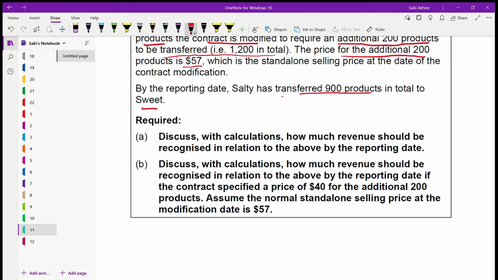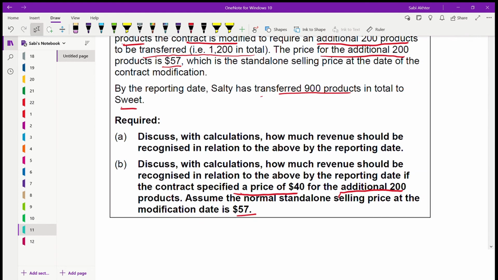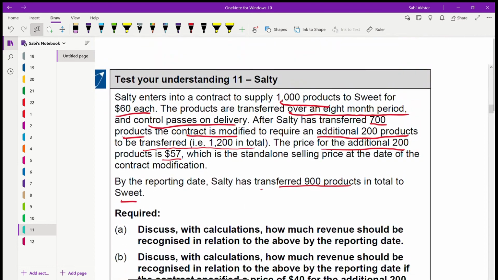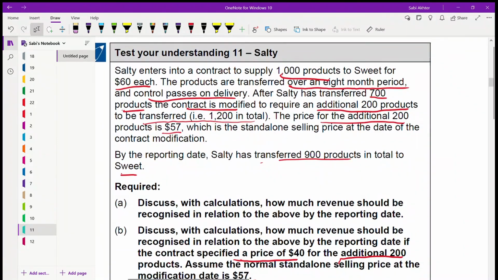If the contract specified a price of 40 for the additional 200 products, assume that the normal standard selling price at the modification date is 57. At the reporting date, it is a price of 40. That is 31st December. They haven't given you the date.